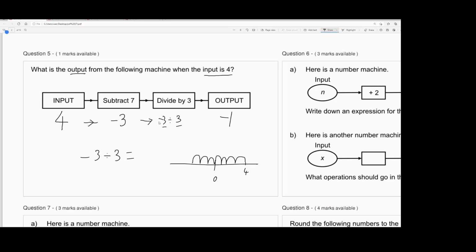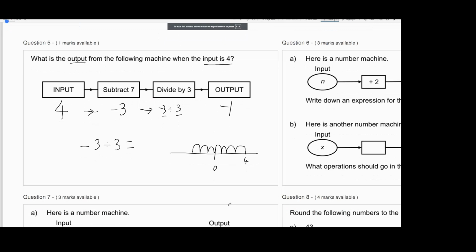Because when I do a minus divided by a plus, I get a minus. So my answer would be -1. Okay.